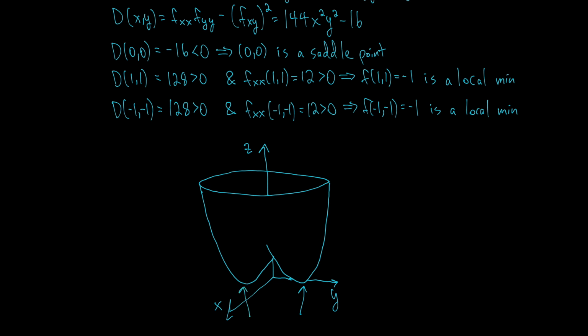We have two of them, both at z values of -1. One's at f of 1, 1. One's at f of -1, -1. And over here is our saddle point. Notice that it goes up a little bit if you look at nearby points, but it also goes down a little bit if you look at nearby points. So it's neither a local maximum nor a local minimum.